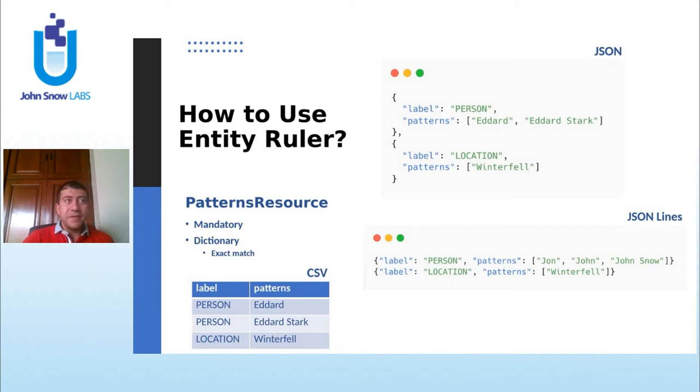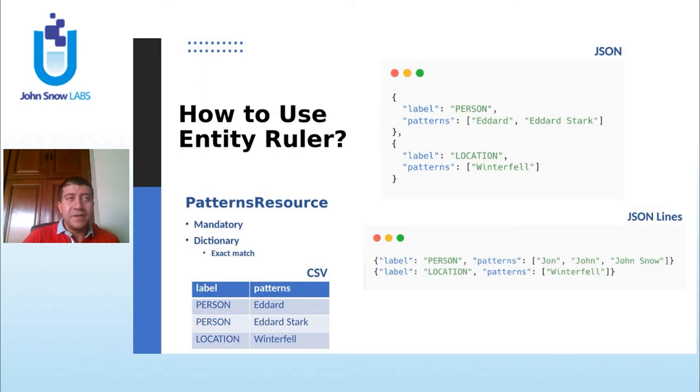Okay, how do we use the patterns resource? This parameter is mandatory. When we have data that can be represented as a dictionary and we want an exact match, we can use this parameter and feed it with data in JSON, JSON lines, or CSV format, as you can see here.